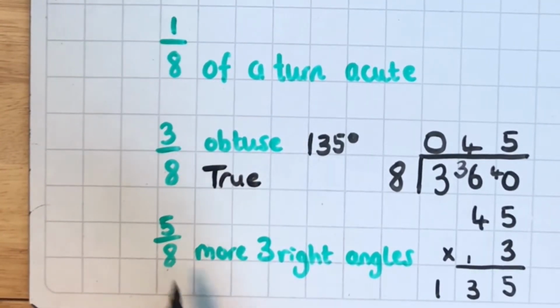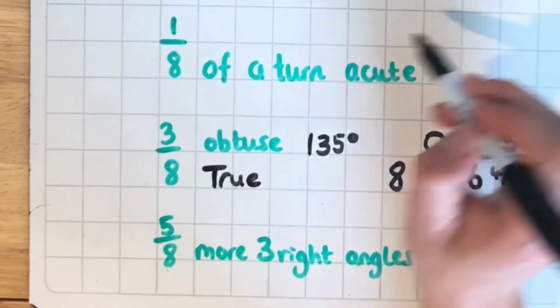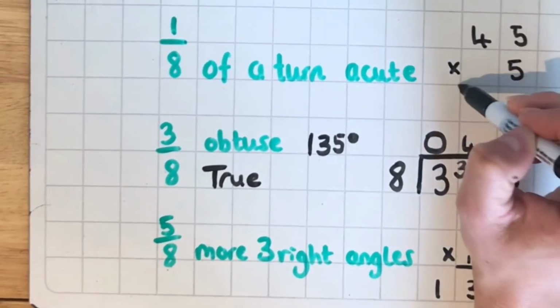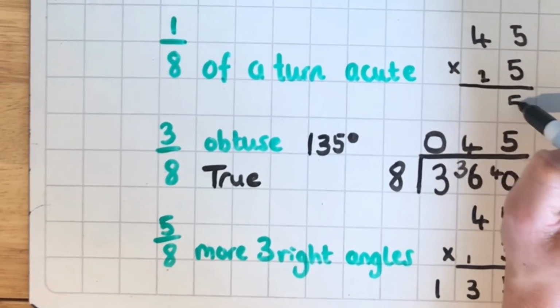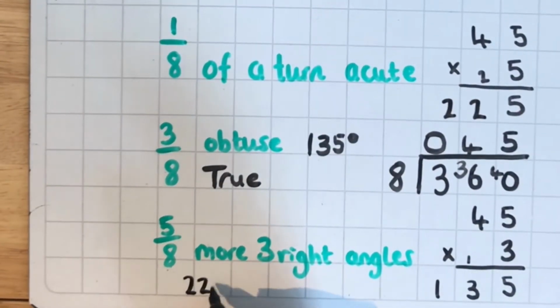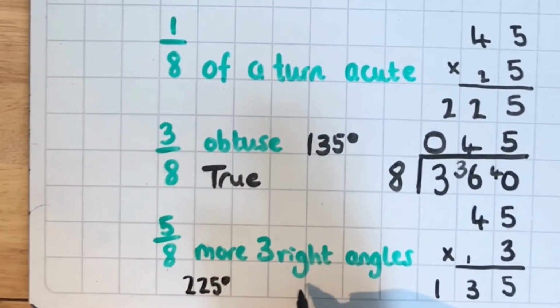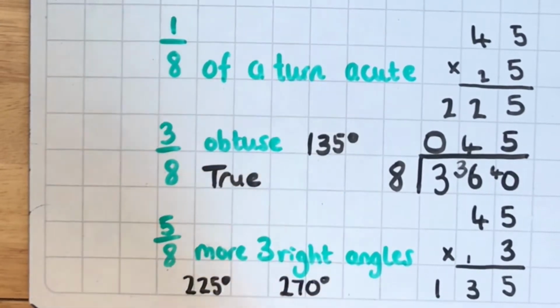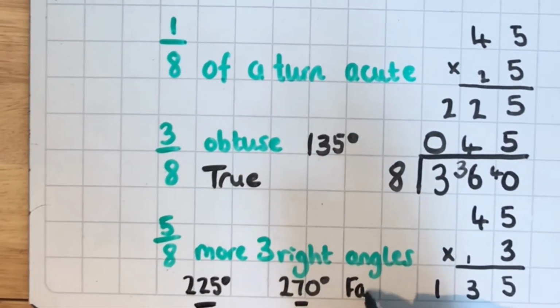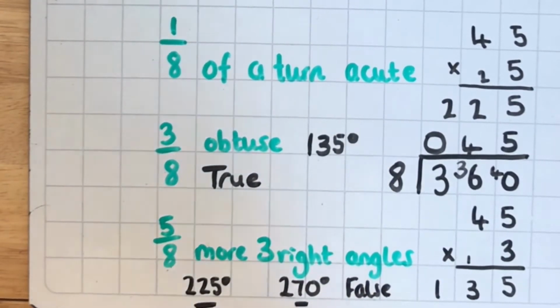And then you've got 5/8, so you're going to have to work out what 5/8 is. 45 times 5. 5 fives are 25, 4 fives are 20, plus 2 gives you 225 degrees. 3 right angles, 90 degrees in a right angle, so 90 times 3 is 270 degrees. Is this more than 3 right angles? It's not, so that's false. Quite a lot of working out for one question, and you need to know your facts for that question.